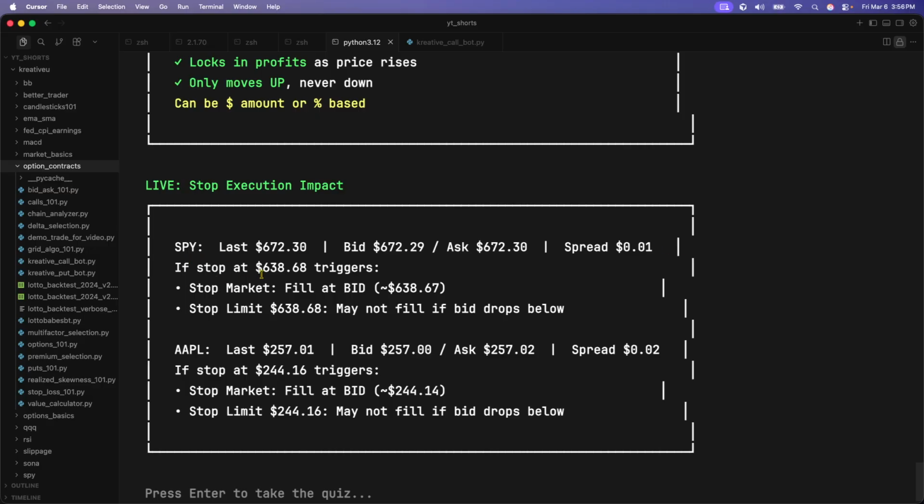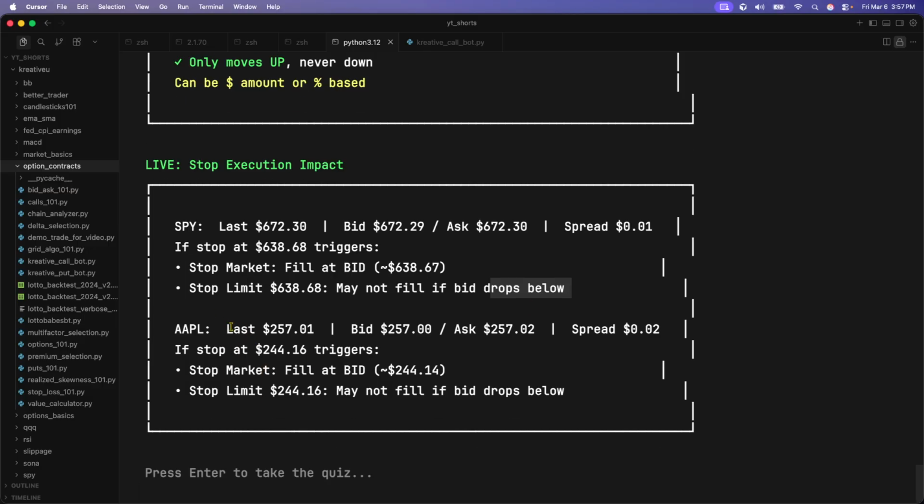If a stop at 638.68 triggers, the stop becomes a market order. The reason we want a market order is because I want to guarantee the execution. I don't care about the price as much. I just want to get out because we think the market is going against us. We're going to fill at the bid, which is 638.67. And with the stop limit at 638.68, it may not fill if the bid drops below.